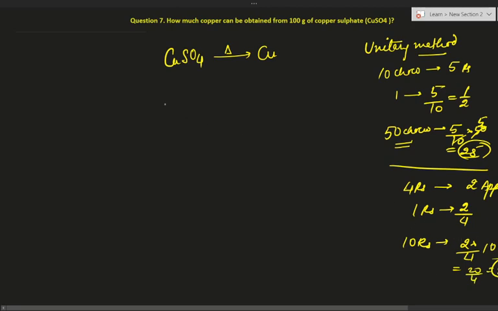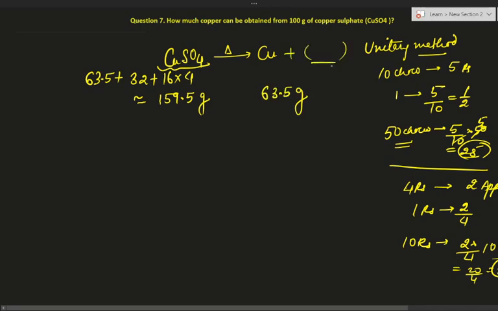Okay, so let's calculate the mass of copper sulfate. The mass of copper is 63.5, plus the mass of sulfur, which is 32, and the mass of oxygen is 16 into 4. When you add all these values you will get 159.5 gram. And the mass of copper is 63.5 gram. Don't bother about what products you are getting here, because we have not been asked about these products.